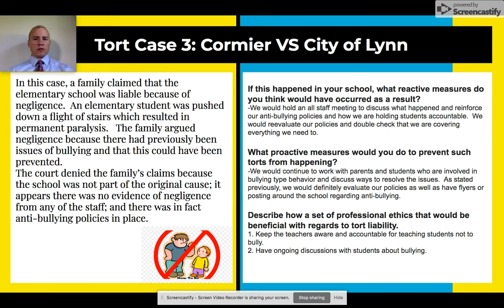Case three, Cormier versus City of Lynn. In this one, the family claimed that the elementary school was liable because of negligence.